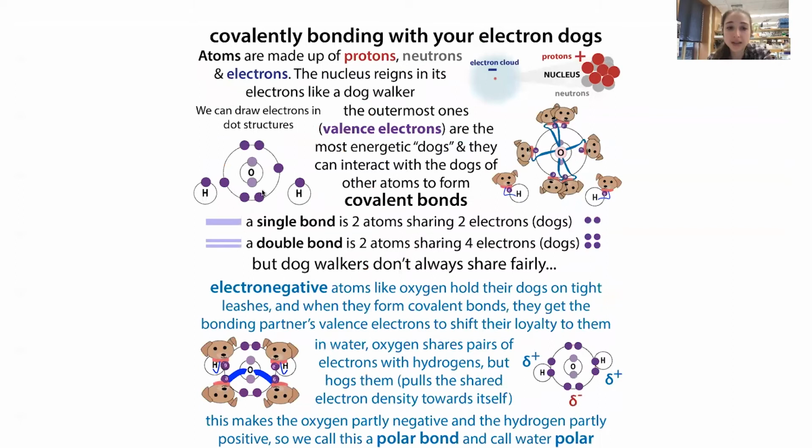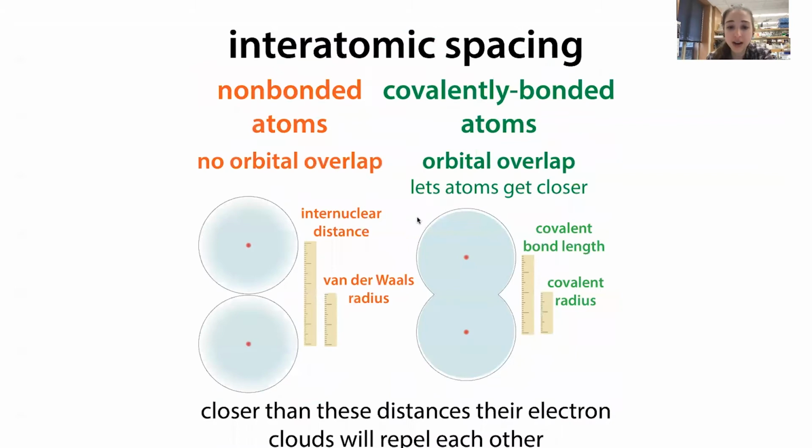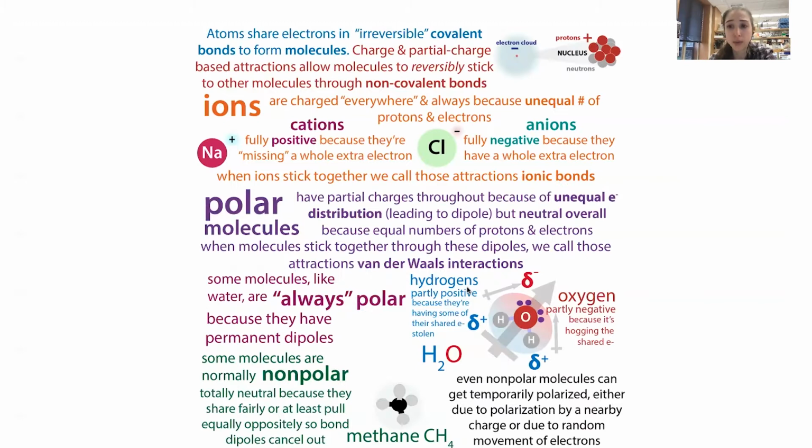They can also share two pairs to form a double bond. But the basic thing is that they're actually sharing electrons. They're getting closer together. They're having overlap of their electron orbitals. We often think of these as irreversible, but they're not always irreversible. And so this can be kind of confusing.